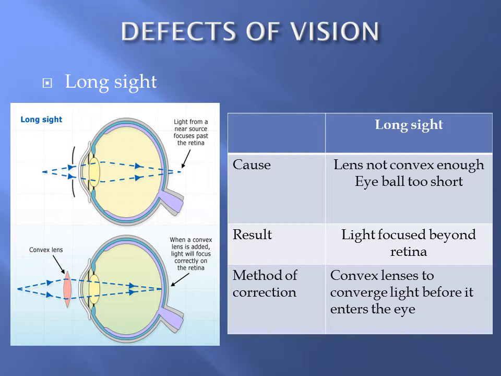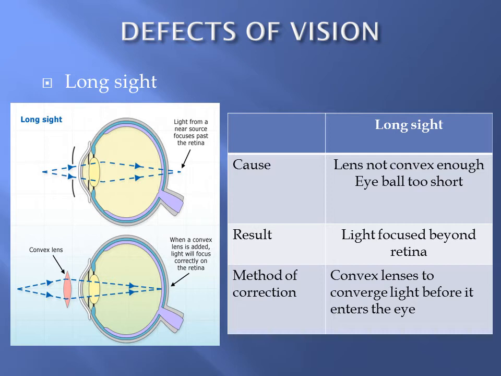These defects related to vision mainly occur due to problems in the accommodation mechanism. There are different types of defects of vision. Let us identify those one by one. First we will see what is long sight. A long-sighted person has difficulty in focusing on nearby objects.